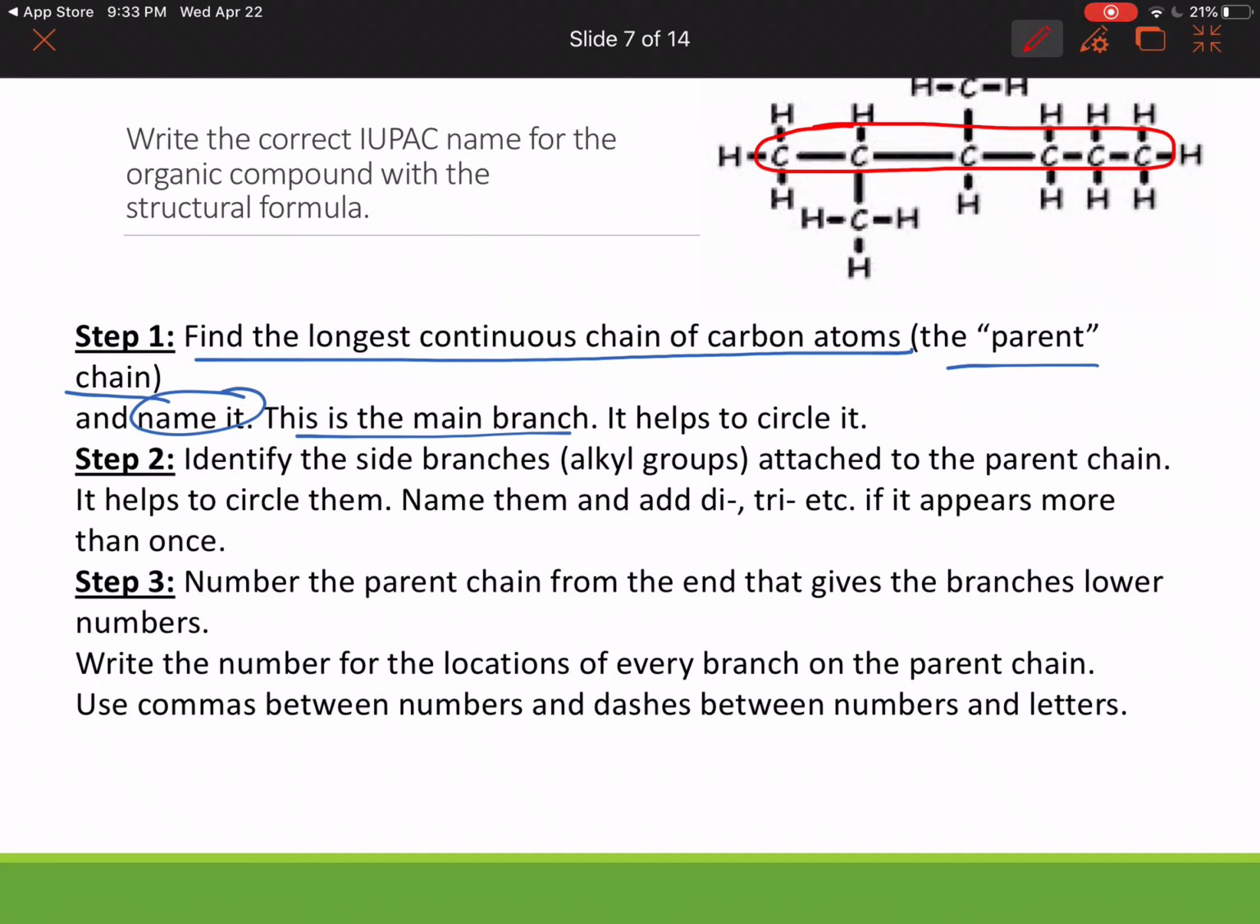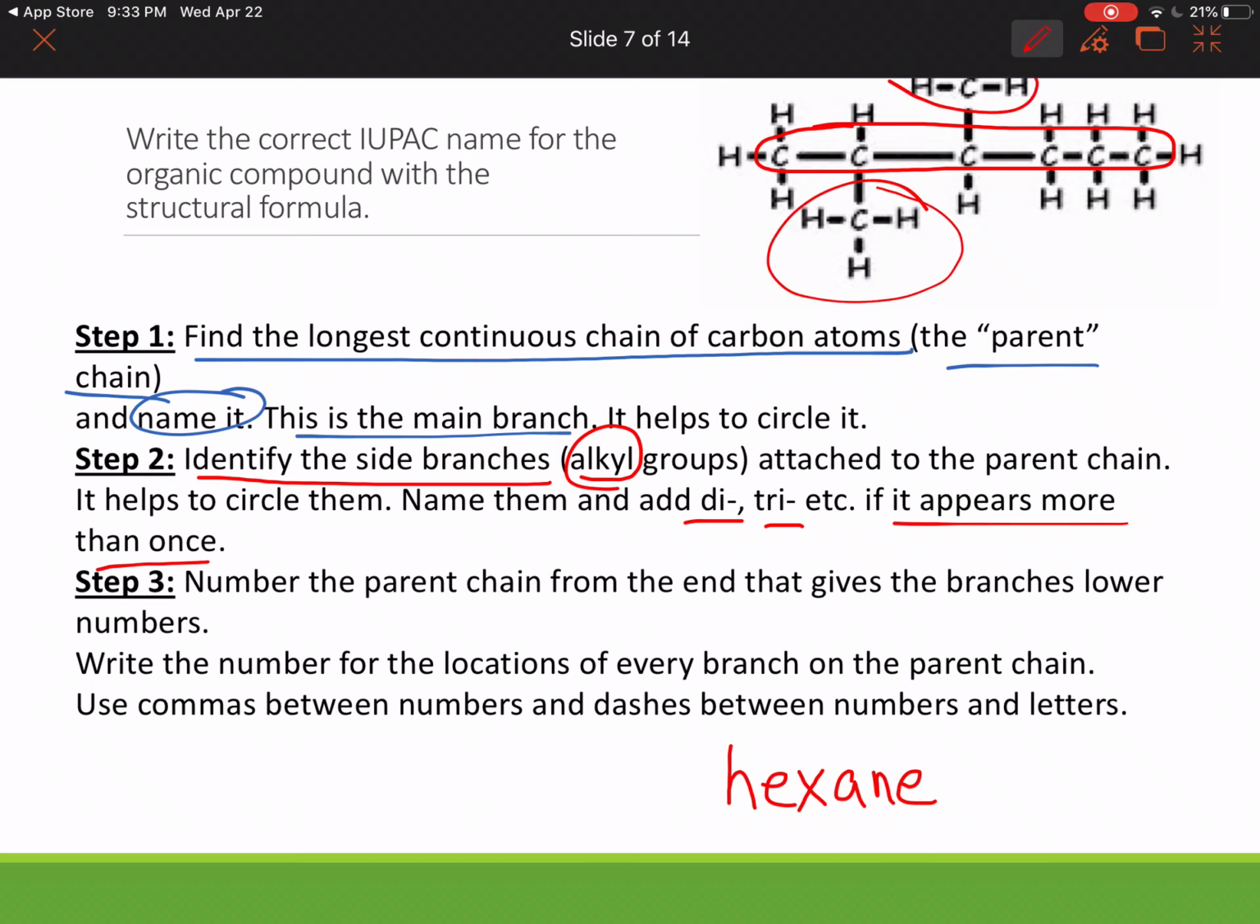So there it is. That's our parent. 1, 2, 3, 4, 5, 6, which means the name is hexane. So that's the parent name. Okay. Second, identify the side branches, right? The alkyl groups attached to the parent chain. It helps to circle them, name them, add di, tri, whatever else you need, if it appears more than once. Okay, so here and here. Those are our side chains.